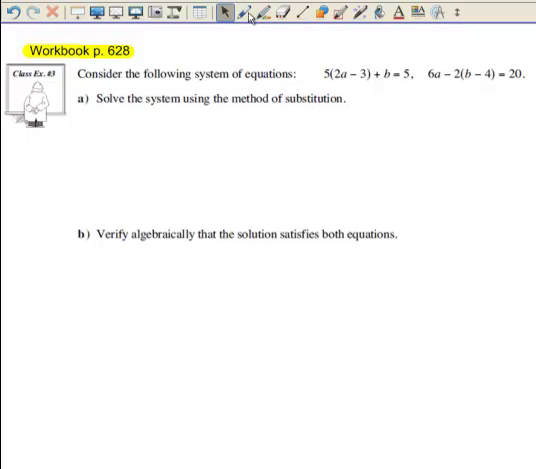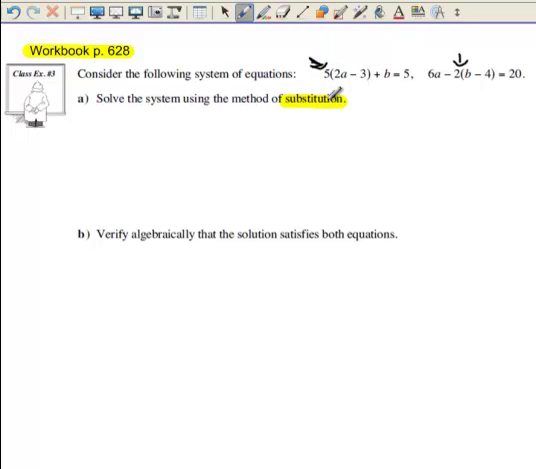Consider the following systems of equations and solve them using a method of substitution. In this question, the steps aren't any different than what we've seen before. We're still going to use substitution. But in looking at the equations, I can see they've added an additional layer of work by not simplifying those equations.